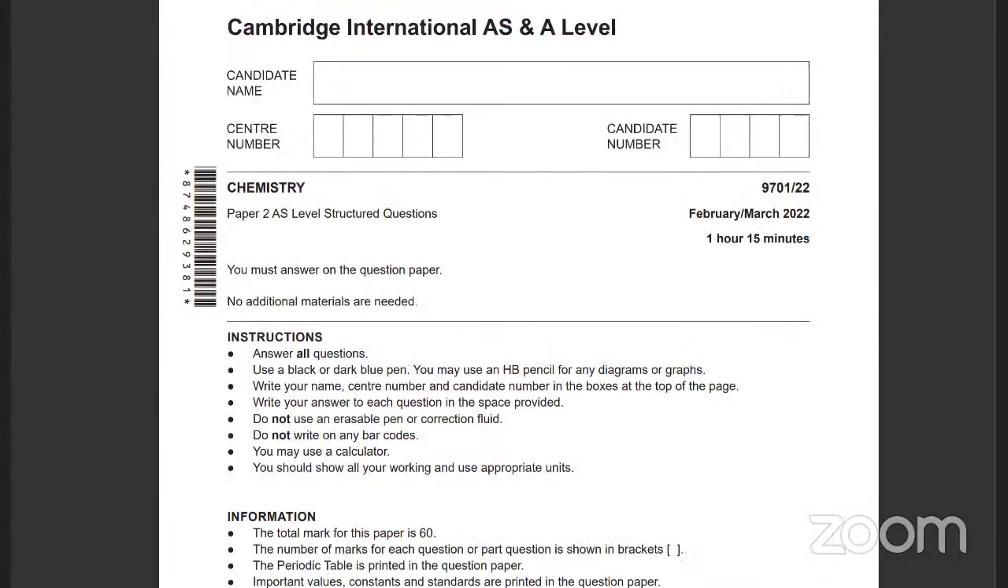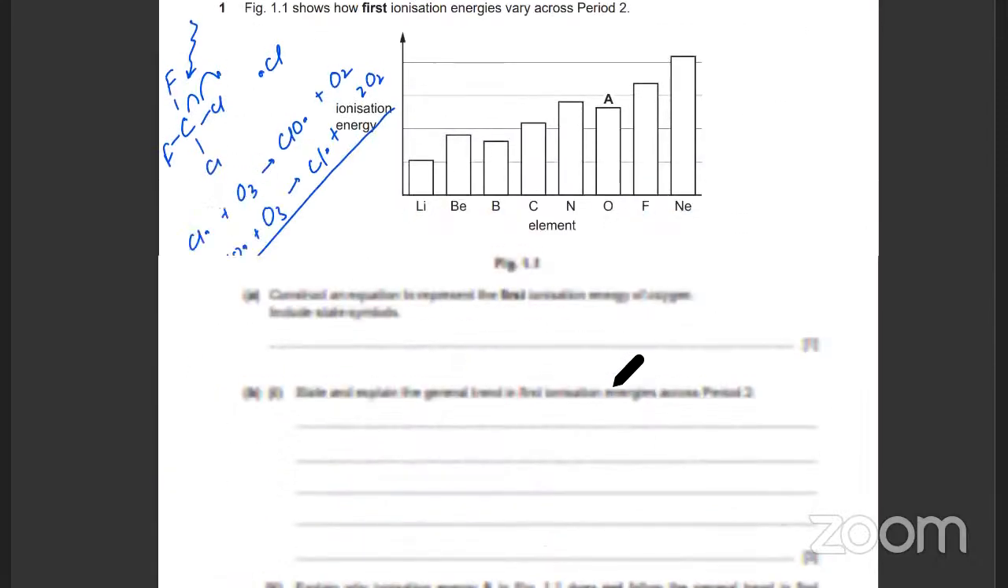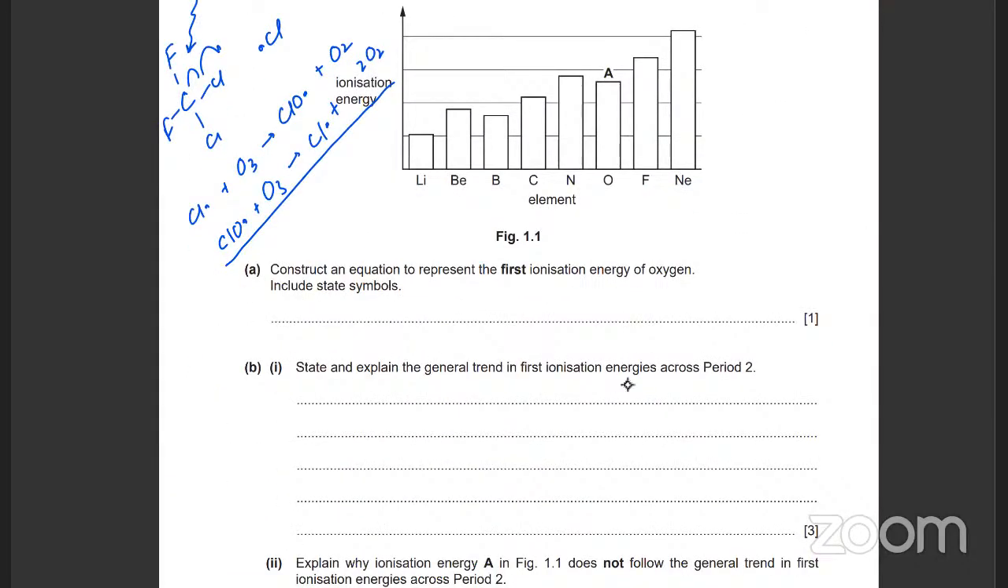Wait a second, D2. I say we'll do the whole paper now. So just quickly do the paper. First part: oxygen gas loses 1 electron, forms an oxygen +1 gas, and that's it. State the general trend in first ionization energy.